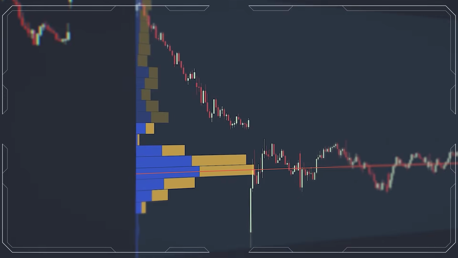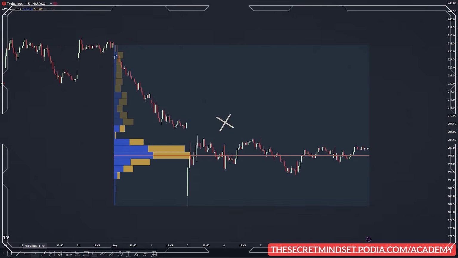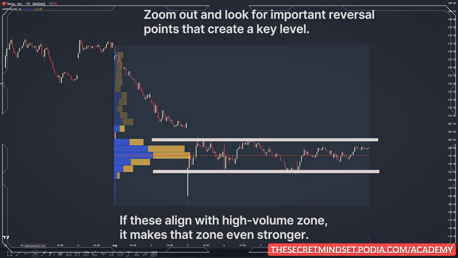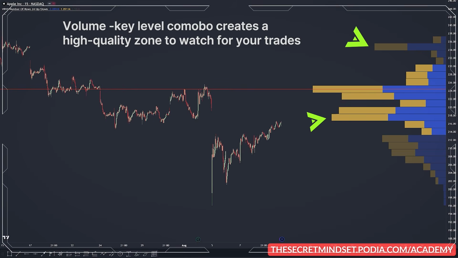The real power comes from pairing high volume areas with key levels. Zoom out and look for important reversal points that create a key level. If these align with your high volume zone, it makes that zone even stronger. The higher quality the zone, the more likely price will react there in the future. Also, look for other high volume bars that line up with reversal points too. These combos of volume and key levels create high quality zones to watch for your trades.